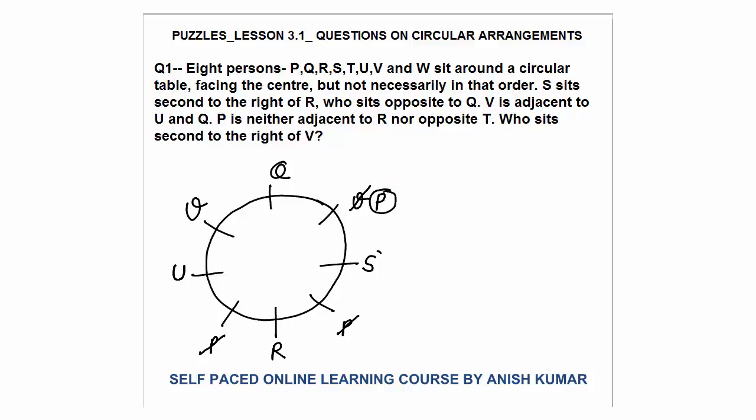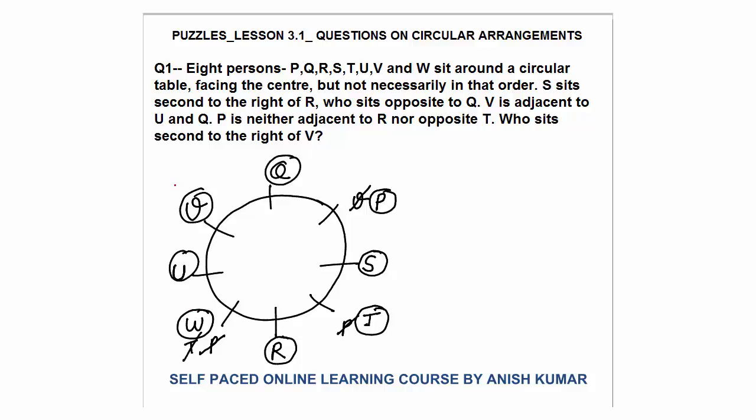I am making a circle, which means these positions are confirmed. Now what was that? P is neither adjacent to R nor opposite T. Now P is not opposite T, so this place is not for T. So where will T sit? T will come at this place. The only person left is W, so W will come here.